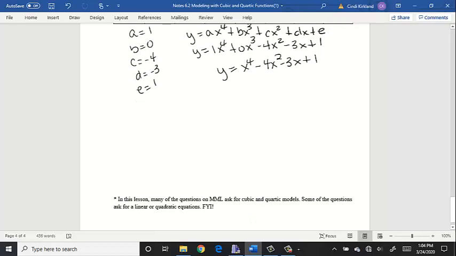The final comment for this lesson says, in this lesson, many of the questions on MyMathLab ask for cubic and quartic functions. Some of the questions ask for linear or quadratic. Either way, all of these, you're going to go to Stat, and then you're going to go to Calc.